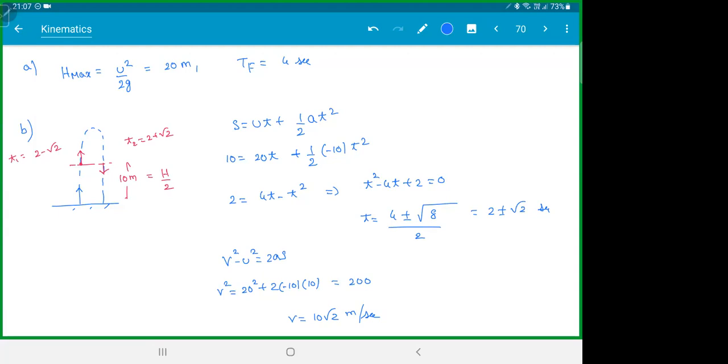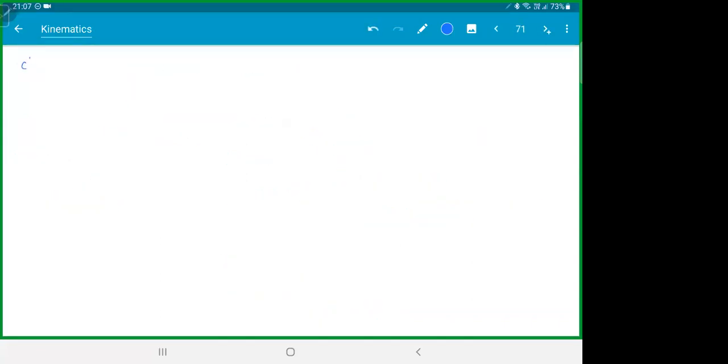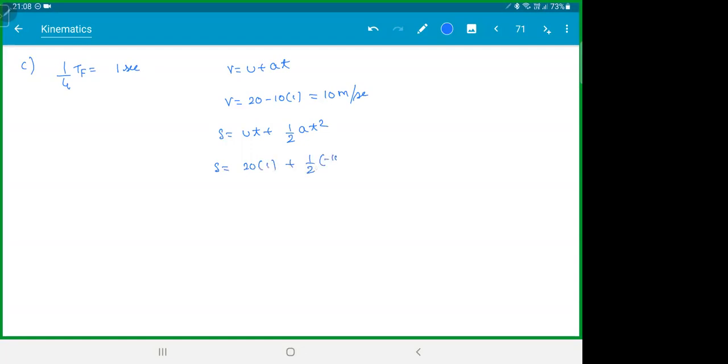Third one is easier. What is the third question? Speed and height at 1/4 of the time of flight. So 1/4 of the time of flight is 1 second. Speed v is equal to u plus at, so v is equal to 20 minus 10 into 1. Height s is ut plus half at square, that will be 20 into 1 plus half into minus 10 into 1 square. That is 15 meters. Easy.